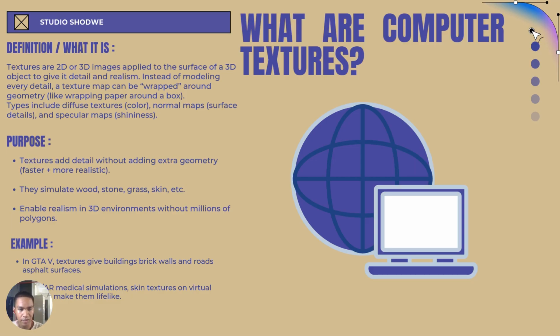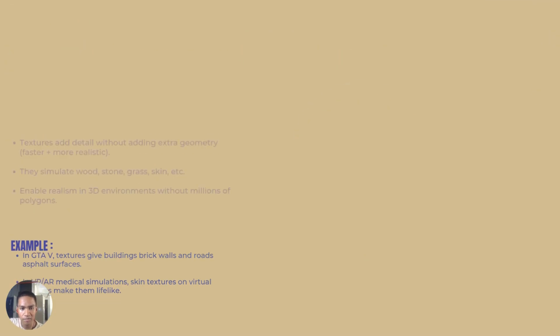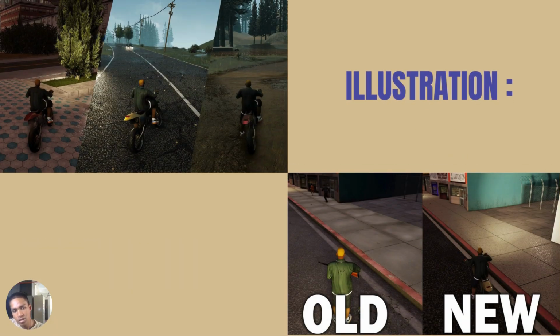For example, in GTA 5, textures give buildings bricks, walls, and roads asphalt surfaces. Same as in VR and AR medical simulations, skin textures on virtual models make them lifelike. So this is one of the illustrations in GTA. You can see that on the old one, there are no applied textures, and the new one looks much more realistic than the old one. Same as the one on the top left picture.